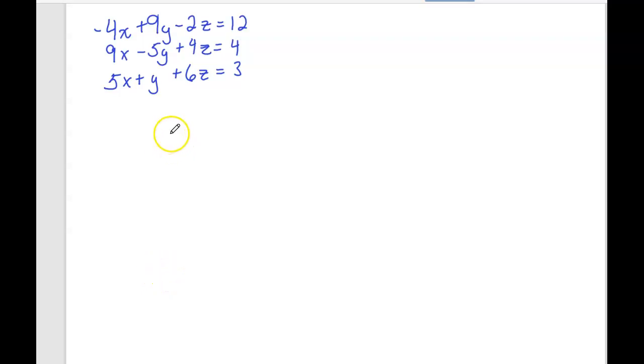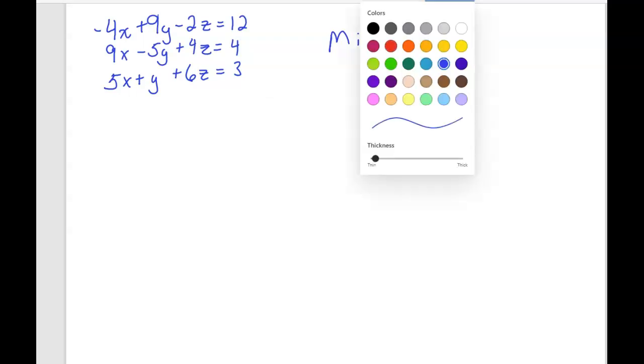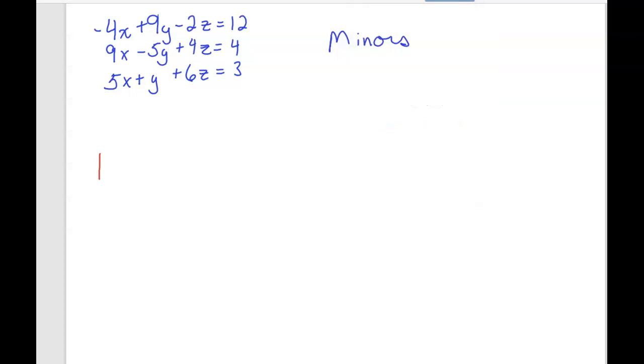to look at solving this system of equations using what is called minors. When we work with minors, what we're going to do is start with a 3x3 matrix and break it down into 2x2s. So I'm going to start with just the D matrix, which is just using the X, the Y, and the Z columns. And so I'm going to put in the -4.